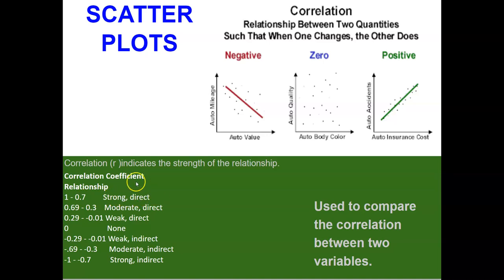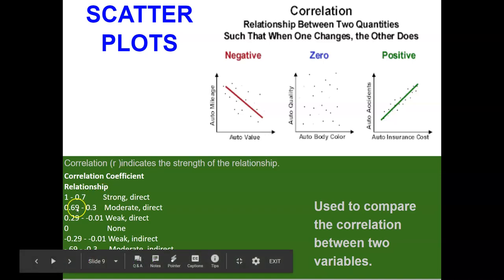So Google will give you the R-squared value, which is the coefficient of determination. So to get your R value, you simply have to take the square root of R squared to get your R value. If a value is between 0.69 and positive 0.3, we call it a moderate direct relationship. So again, this is just a nice way to describe the strength of the relationship that exists between the variables.